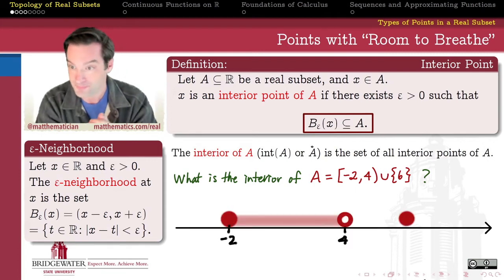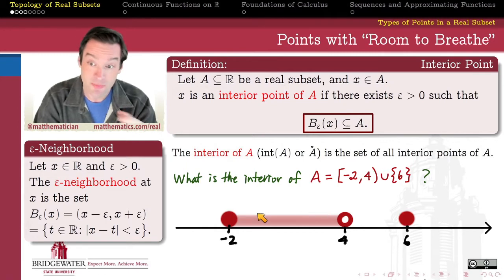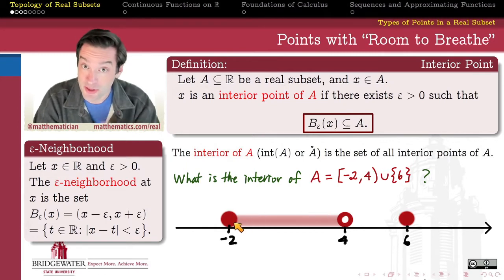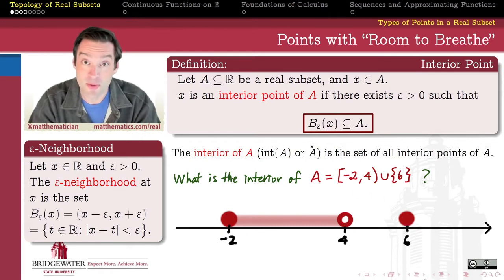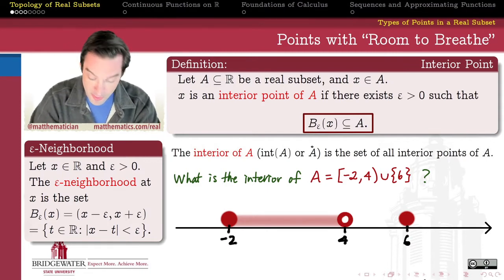Let's sketch it out. So I have everything in between -2 and 4 shaded in. -2 is a solid circle because we're including -2. 4 will be an open circle because we're not including 4, and then I'll put a little dot up here at 6. So this is what my set A kind of looks like. Let's figure out which points of A are interior points.